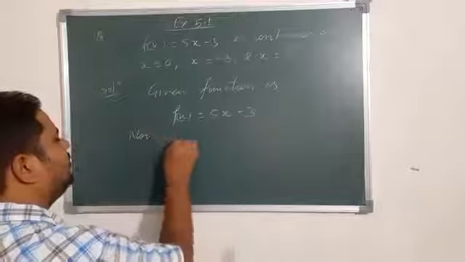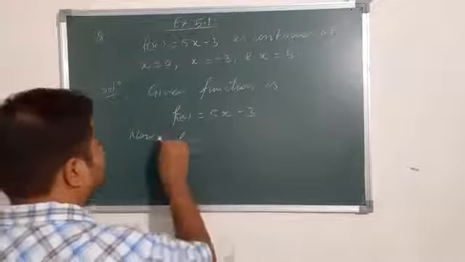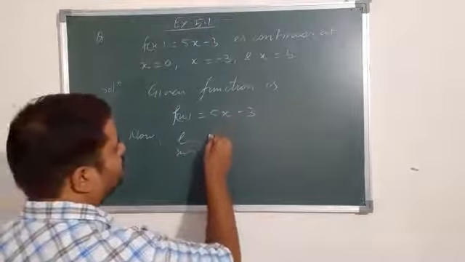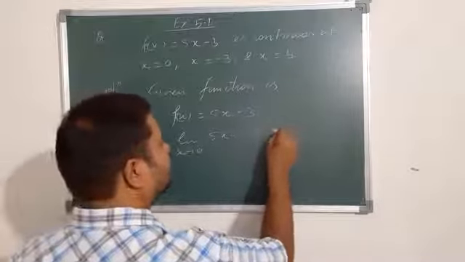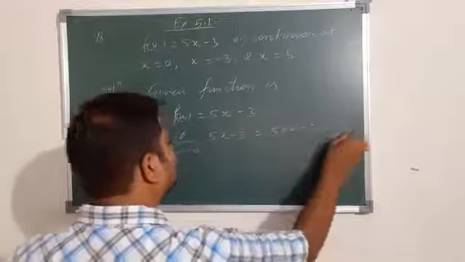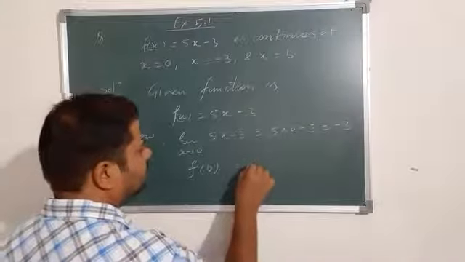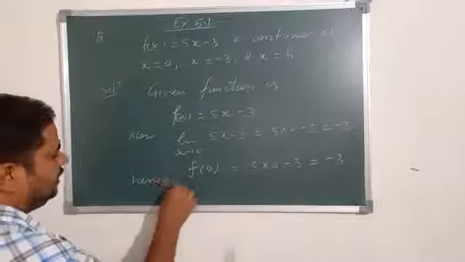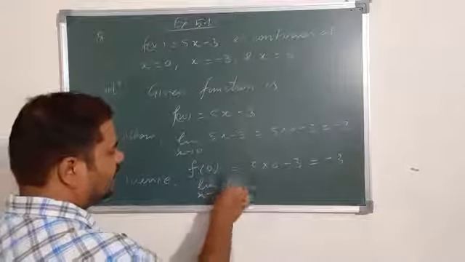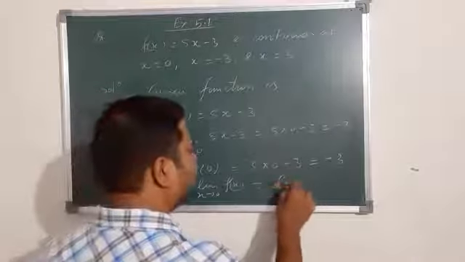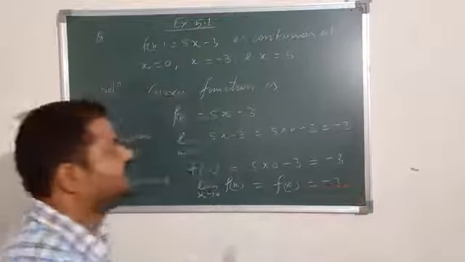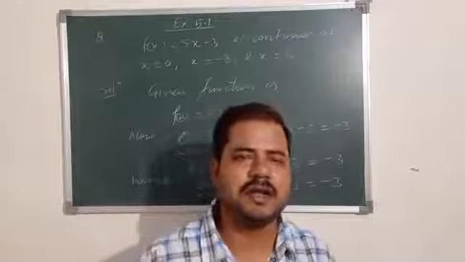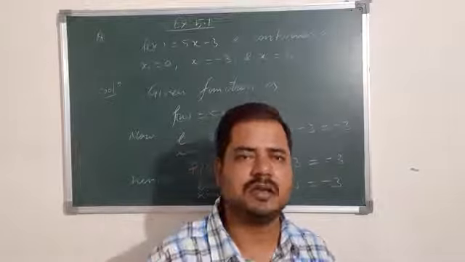Now limit x tends to 0. We shall discuss at x is equal to 0. That's why limit x tends to 0 of 5x minus 3 is nothing but 5 into 0 minus 3. This is minus 3. And what is the value of the function, that is f(0)? This is also 5 into 0 minus 3, which is minus 3. Hence, we see limit x tends to 0 of f(x) is nothing but f(0), that is minus 3. Hence, we can say the function is continuous at x is equal to 0. Similarly, you can check at x is equal to minus 3 and whatever the points are given.